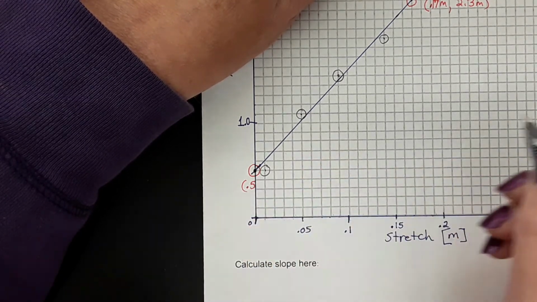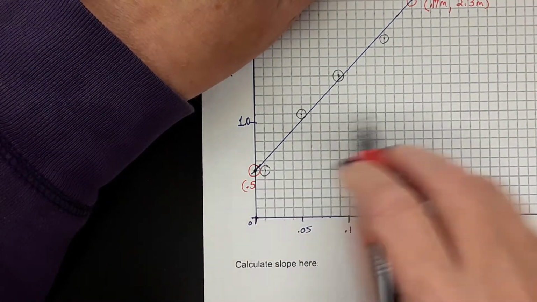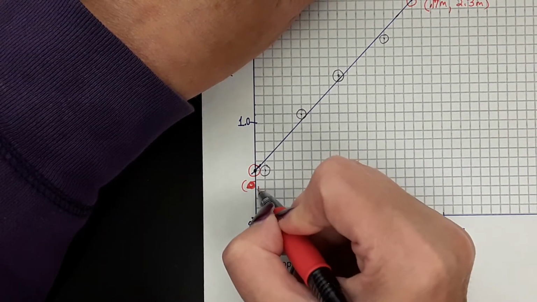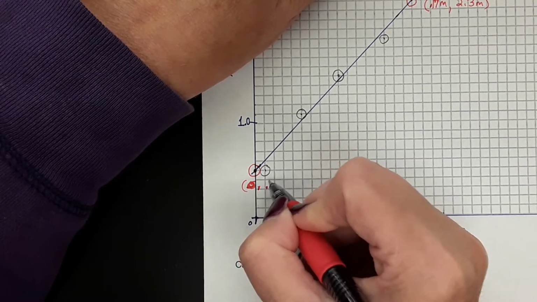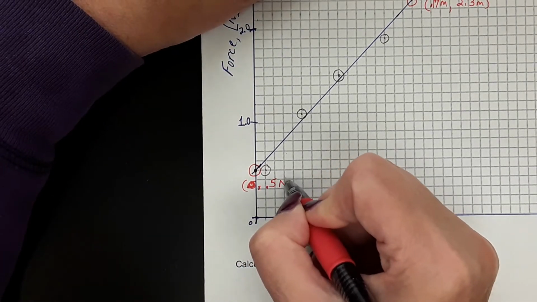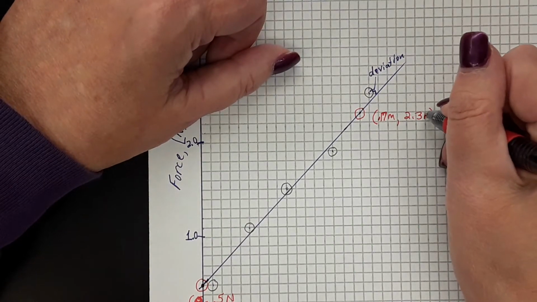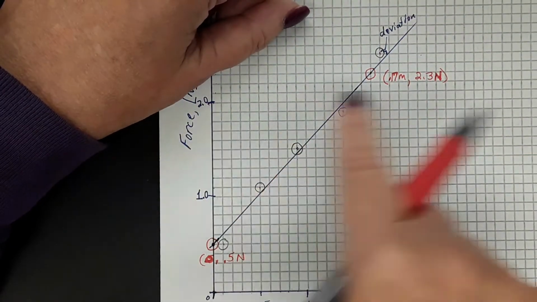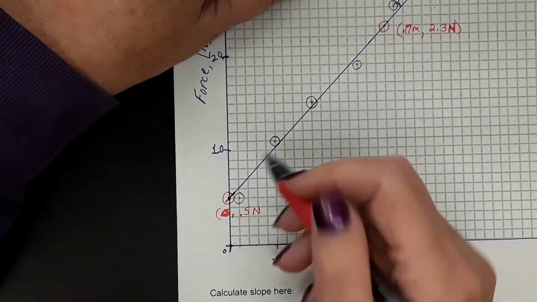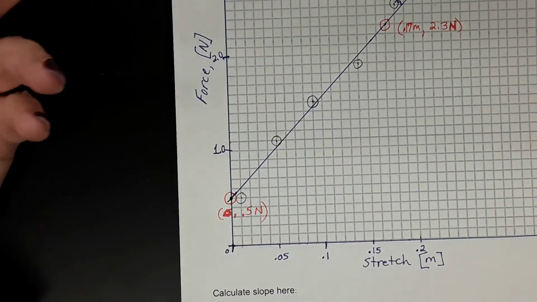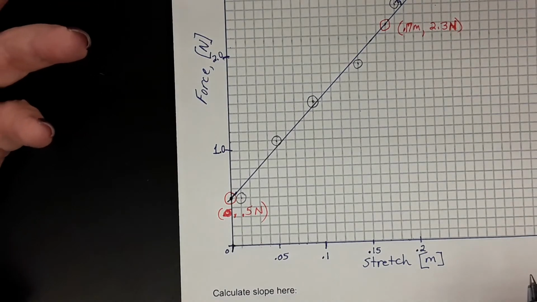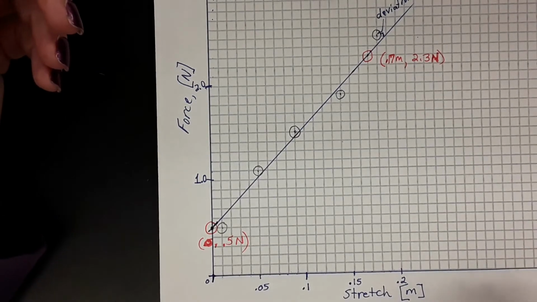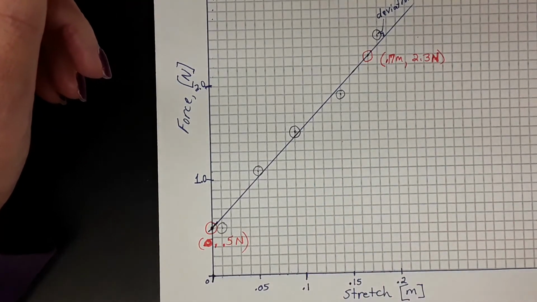That would be 0 for x, all right? And then we go up 0.5 newtons. Oh, and this was supposed to be newtons, not meters. Okay, I got it fixed now. Okay, so now we have our 2 points. Notice I did them in red. Why would I do that? To distinguish them as the slope points as opposed to the data points.